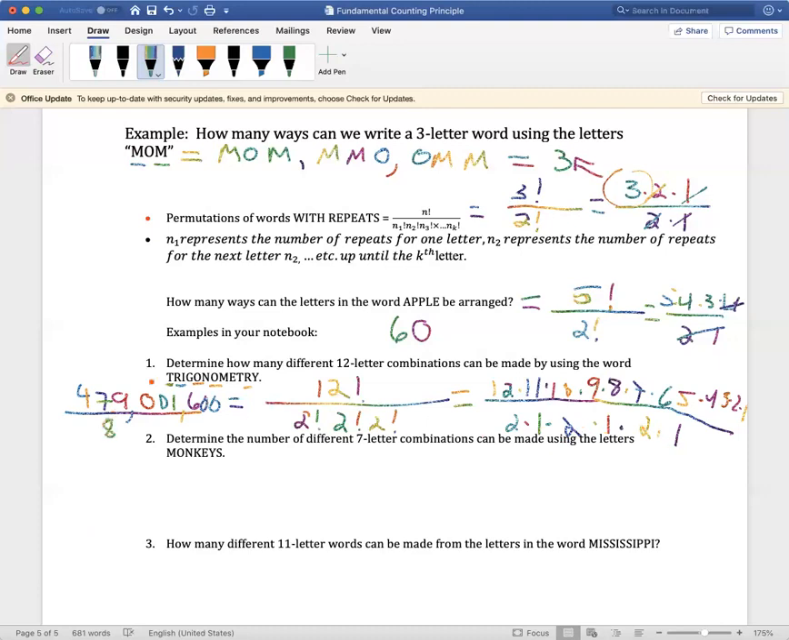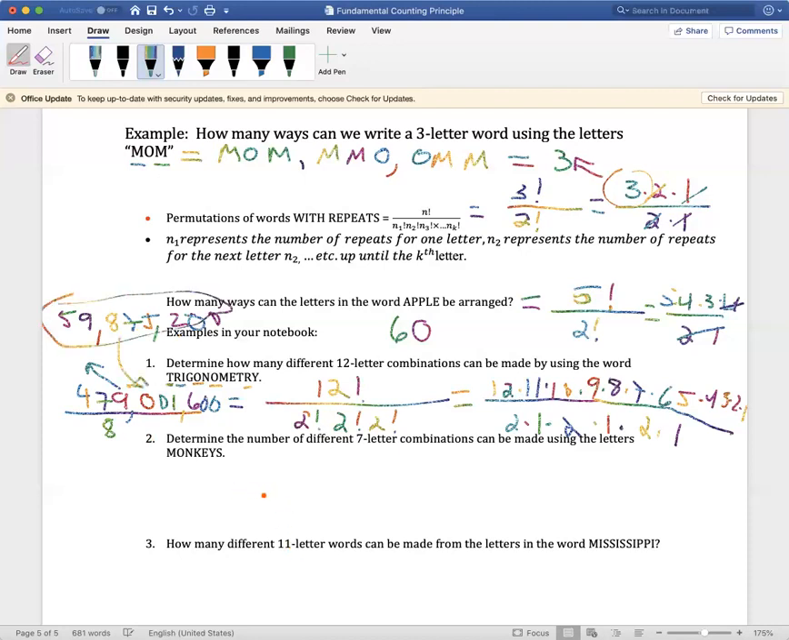So when we divide that by 8, we get, so I'm going to put the answer up here. I'll leave some more space for the next worksheets. I get 59,875,200. Okay, so that's the answer for that one.